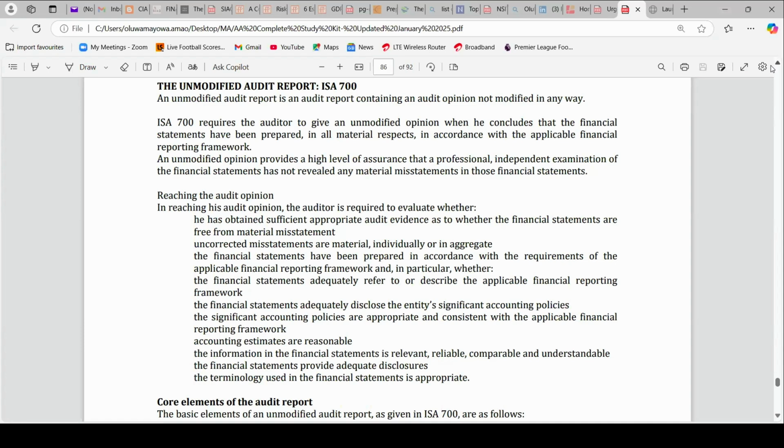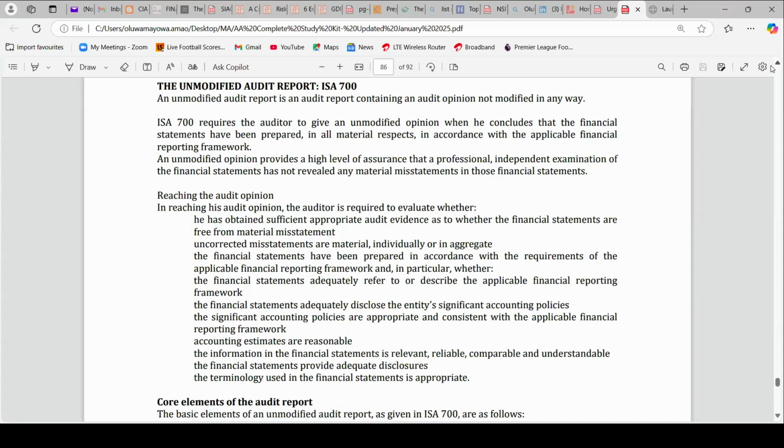Now, ISA 700 is an unmodified audit report. When you hear the word unmodified, what comes to your mind? Unmodified. Now, ISA 700 is on the audit report that has been prepared. And there are, like I said, four standards that cover the audit report. The first one is the audit report that is unmodified, which is ISA 700.